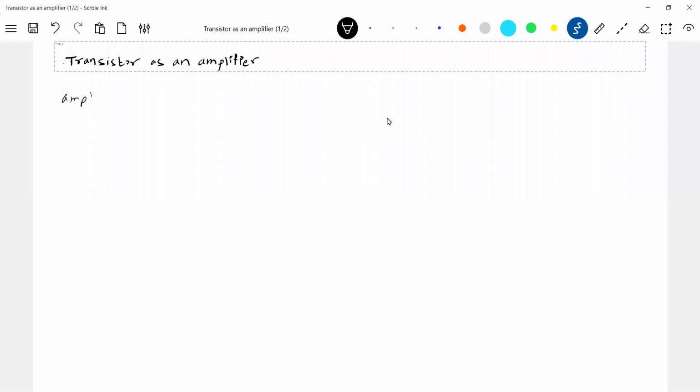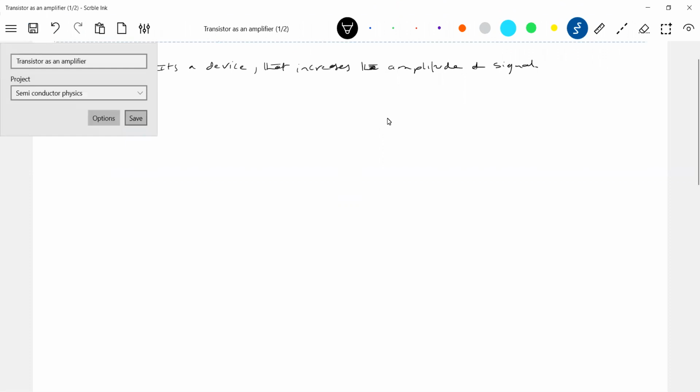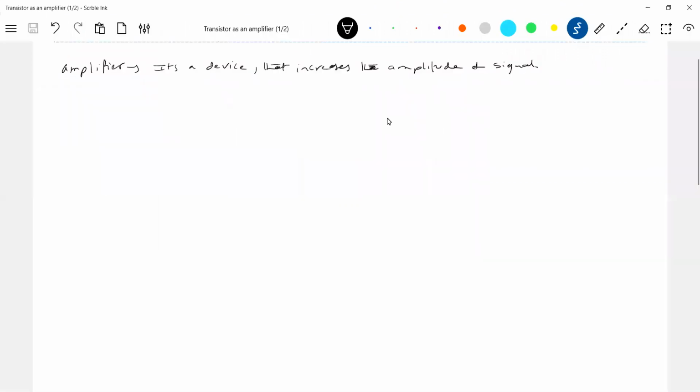So first we'll define what is the amplifier. It's a device that increases the amplitude of signal. Okay, this is basically the idea of this one. Then how to construct that amplifier? The same transistor only. Again, what was our requirement for the transistor to be used as an amplifier?